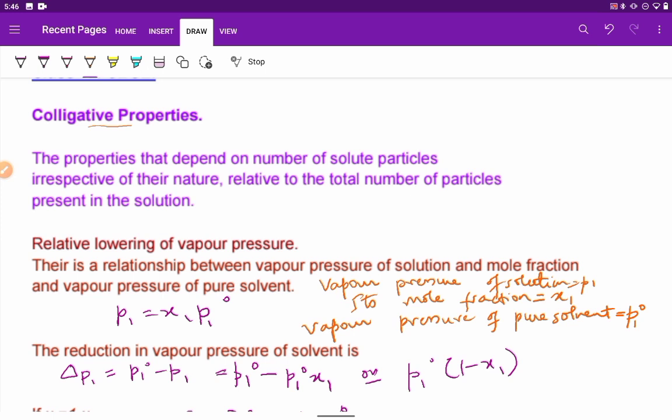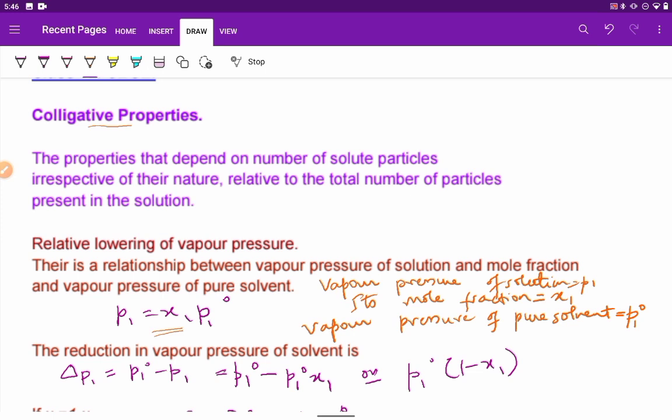So we know that there is a relationship between the vapor pressure of solution and mole fraction and vapor pressure of pure solvent. So if we take vapor pressure of solution as P1 and its mole fraction as X1 for the solution and vapor pressure of pure solvent is P1 naught, then P1 is equal to X1 into P1 naught.